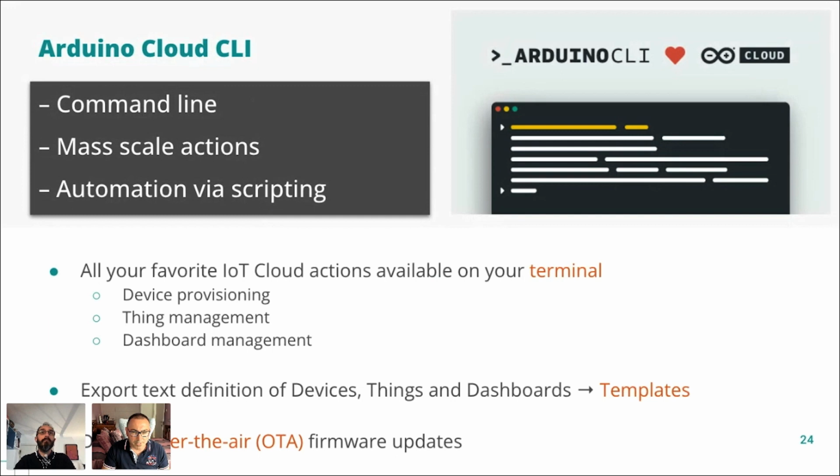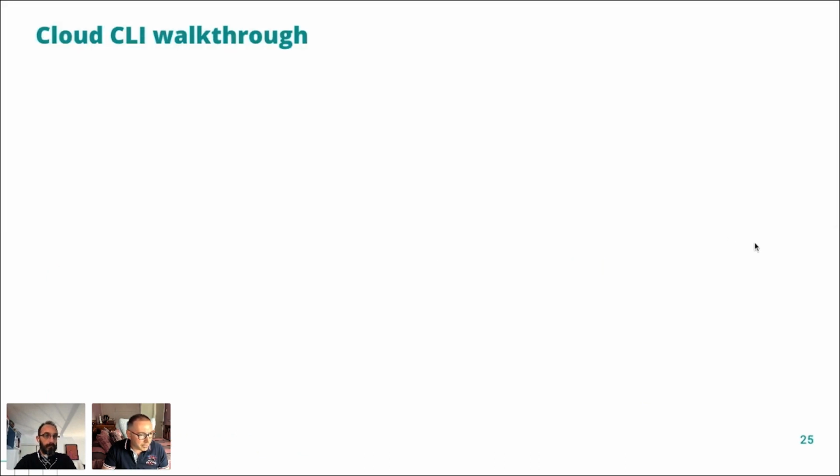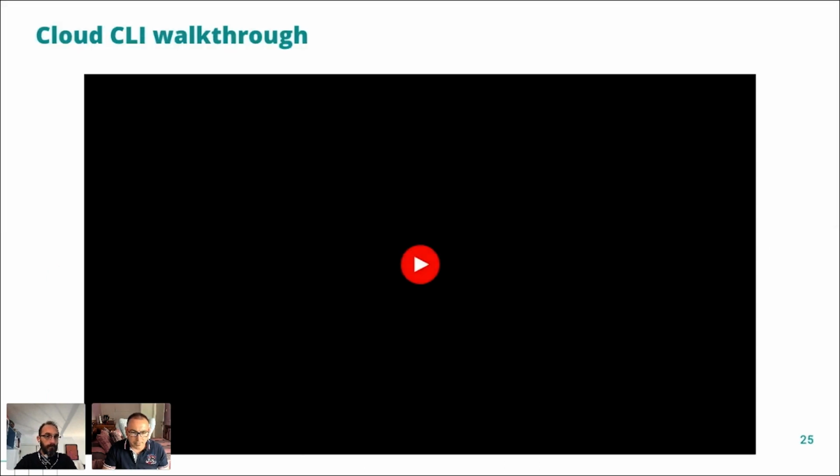In summary, among many other use cases, the Cloud CLI is also very well suited for scenarios where mass scale and automated actions are needed. It can be easily integrated into scripts, making it possible to streamline the provisioning process and even hook it to automation scripts, for instance. Okay, and I have here a video showing how the Cloud CLI works, and let me show it and speak on top.